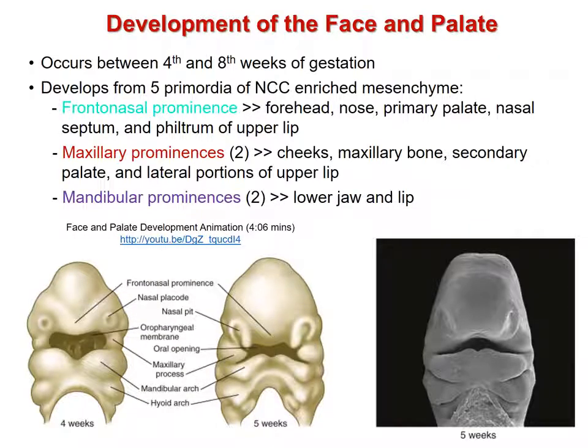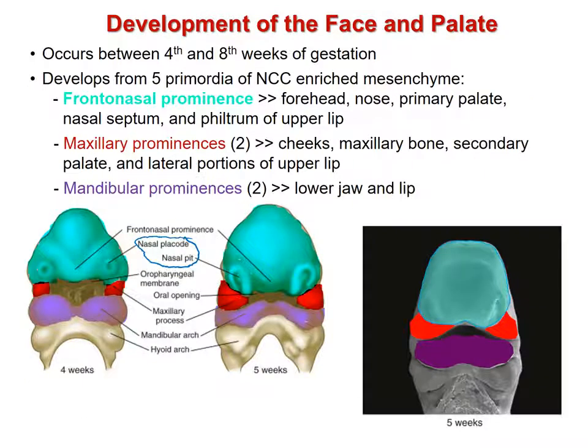This slide depicts the embryo as viewed from the front in the illustrations and scanning electron micrograph. The development of the lips, face, and palate occurs between the 4th and 8th weeks of gestation. 5 primordia of neural crest cell enriched mesenchyme develop around the margins of the stomodeum, the primitive mouth or oral opening. A single frontal nasal prominence, paired maxillary prominences, and paired mandibular prominences. I colorized each primordia on the next slide to help orientate you better. In addition, I've added a URL link to another short animation that nicely summarizes this developmental process.